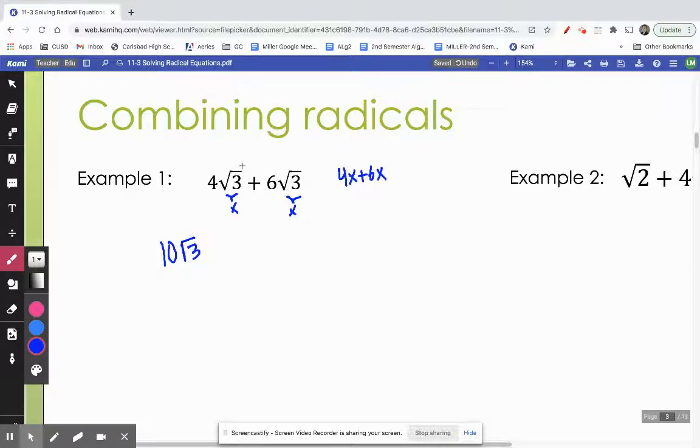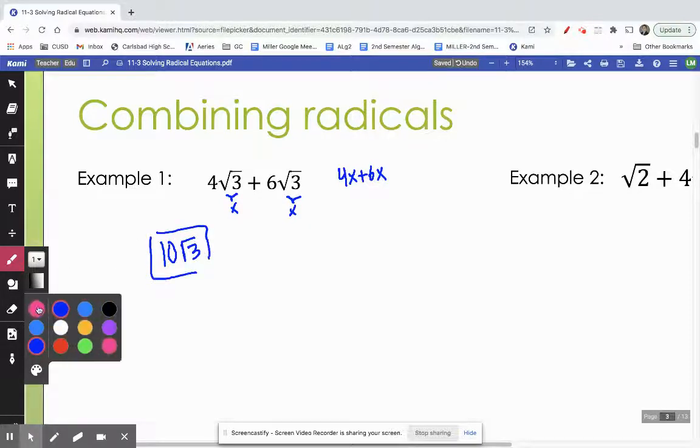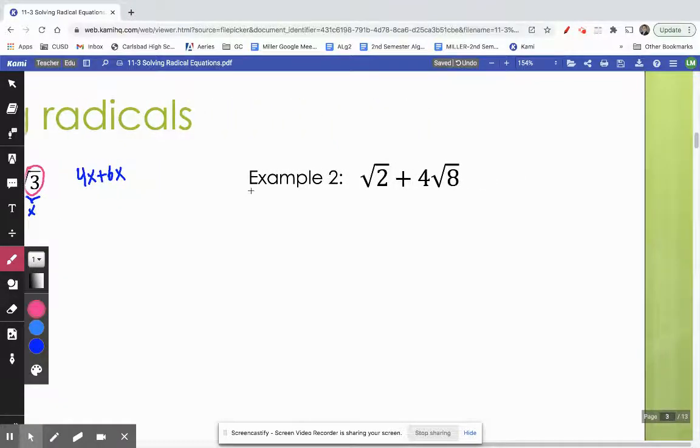So when you're adding 4 root 3 plus 6 root 3, you just add them together, and how many do you have? Now, here's the trick with this. Those have to be the same, okay? Square root of 3 and square root of 3, those have to be the same object that you're adding together, okay? All right, on example 2, we have the square root of 2 plus 4 times the square root of 8. On this one, you can see we're not adding the same thing together, right? Square root of 2 plus the square root of 8. But here's where simplifying radicals come into play, okay?